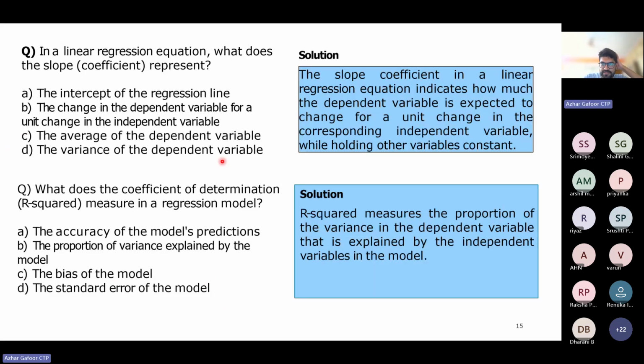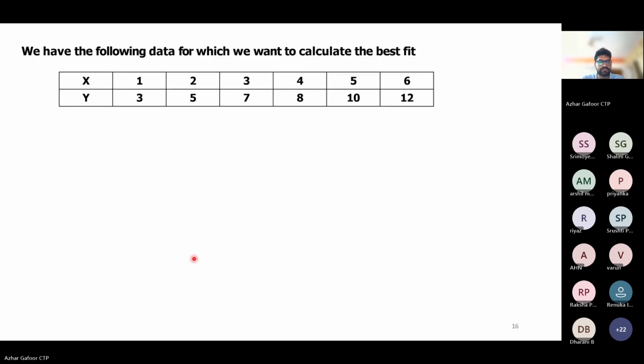So for the first question, the answer is: the slope coefficient is the change in dependent variable for a unit change in independent variable. B is the answer. And for the second question, what is the coefficient of determination R square? It's the accuracy of the model, or sorry, the proportion of variance explained by the model.